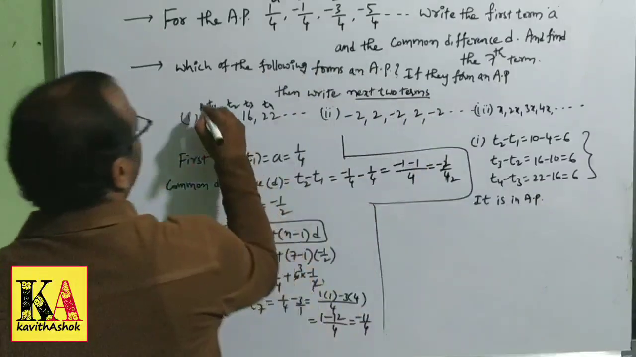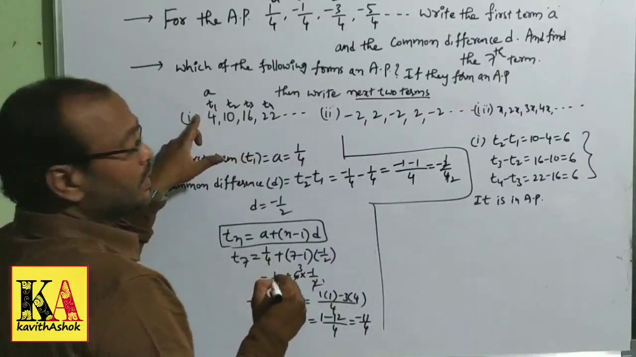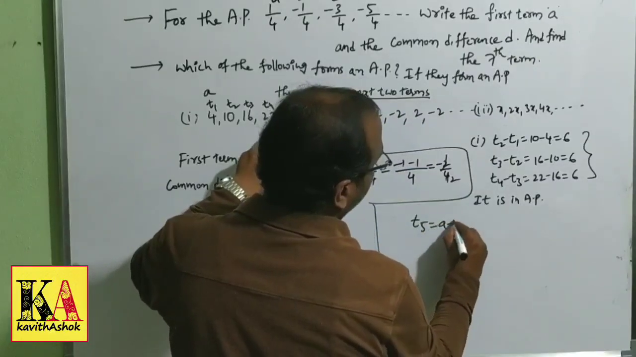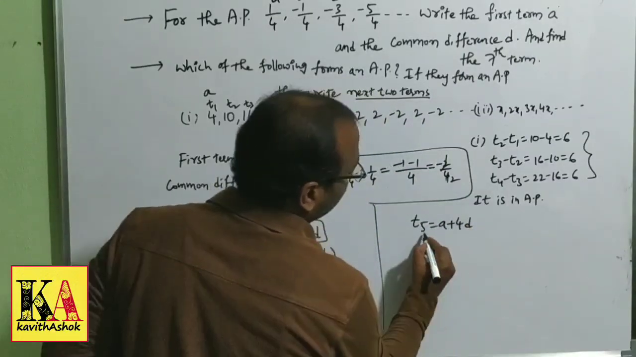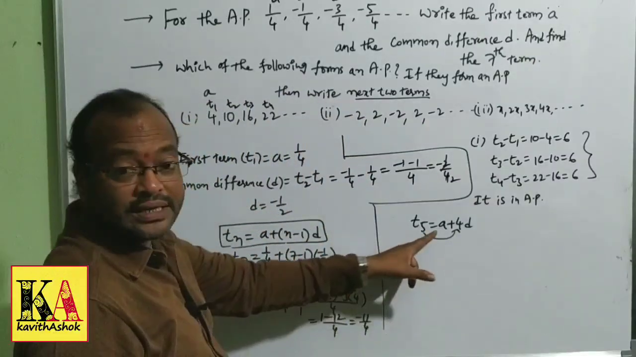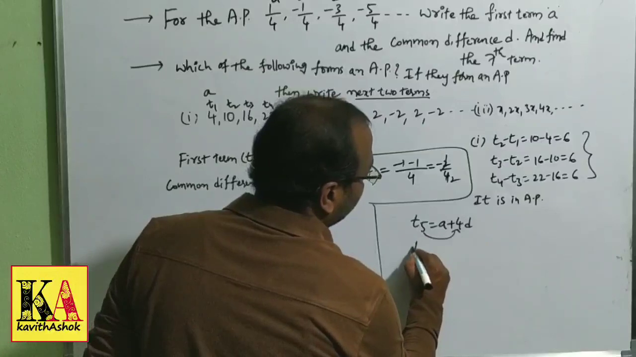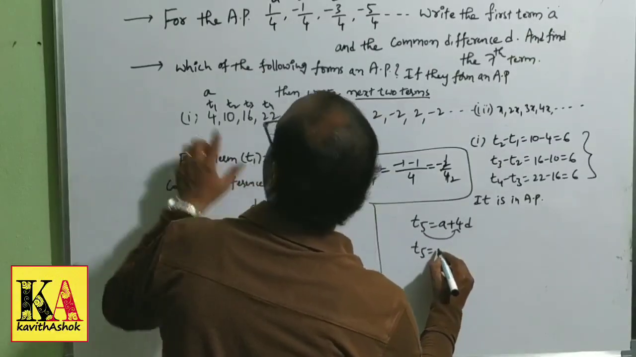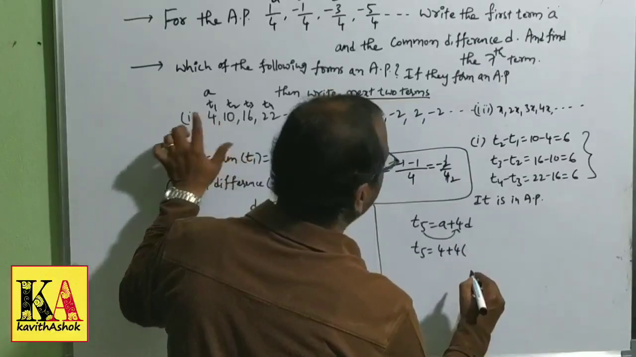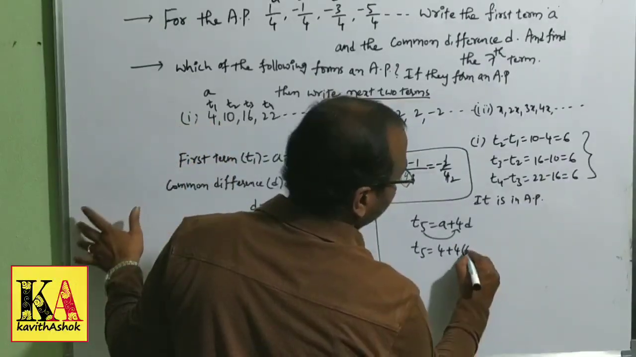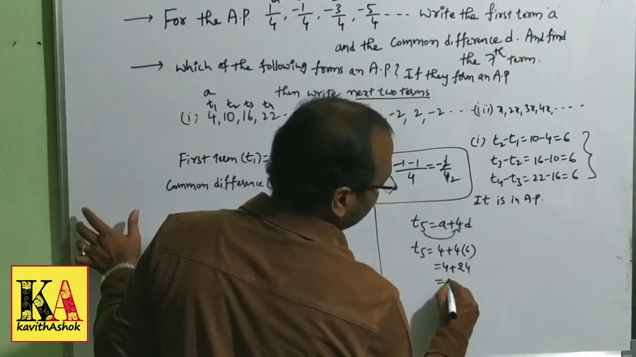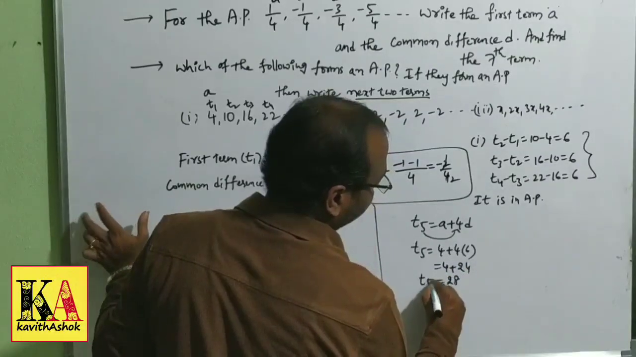T1 is nothing but the first term A. We want T5. T5 means A plus 4D, because it is decreased by 1. We already know n is there, n minus 1. So T5 is A plus 4D. Now T5 is equal to A, in this case 4, plus 4 into D, the common difference, which is 6. 4 plus 24, this is 28. This is T5.